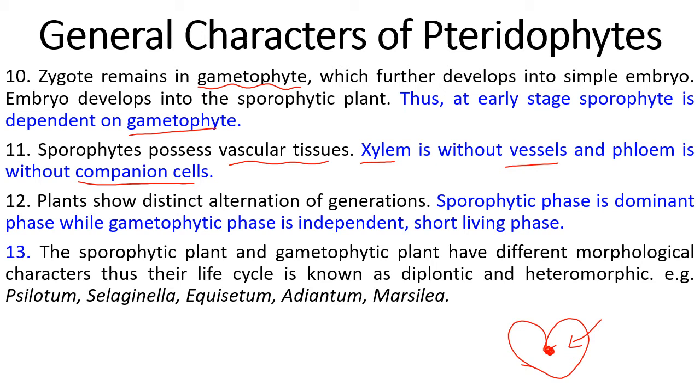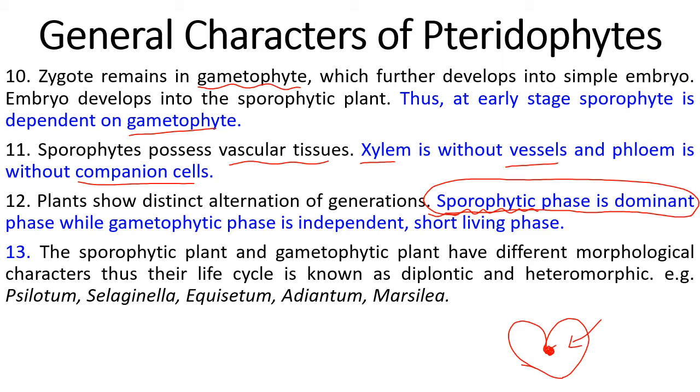Plants show distinct alternation of generations. The sporophytic phase is the dominant phase, while the gametophytic phase is independent and short-lived. As you can see, the sporophytic phase is dominant and long term, and hence the plant body itself is called sporophytic. The sporophytic plant and gametophytic plant have different morphological characters. Thus, their life cycle is known as diplontic and heteromorphic.